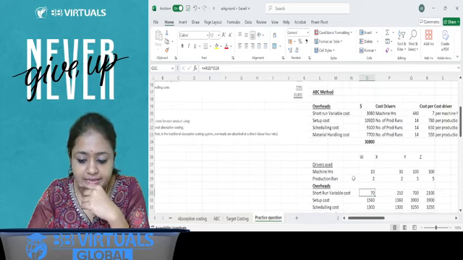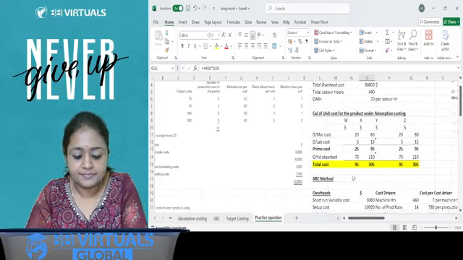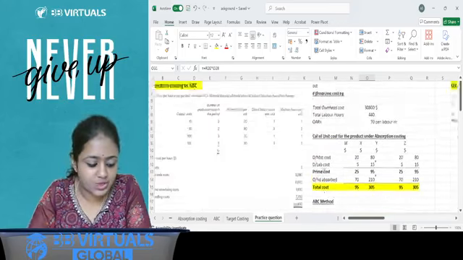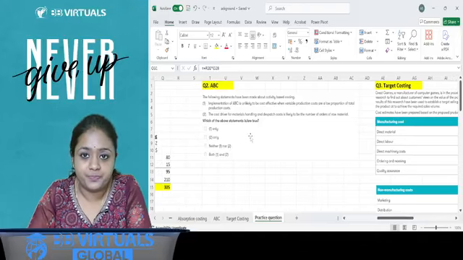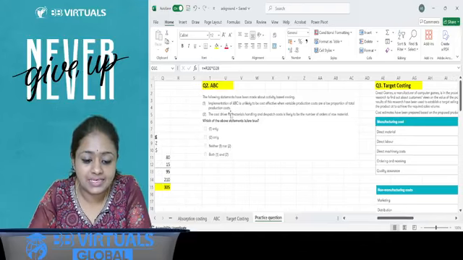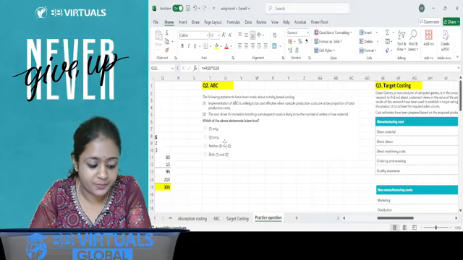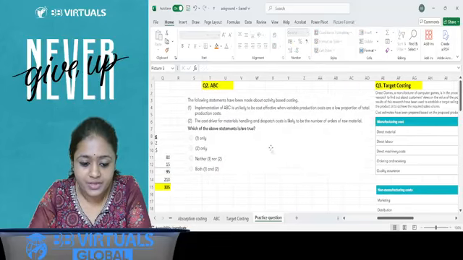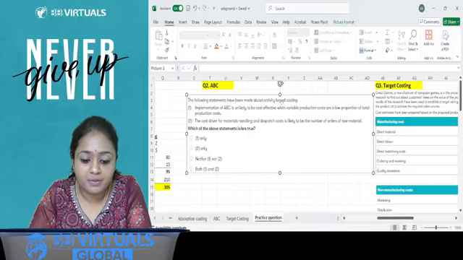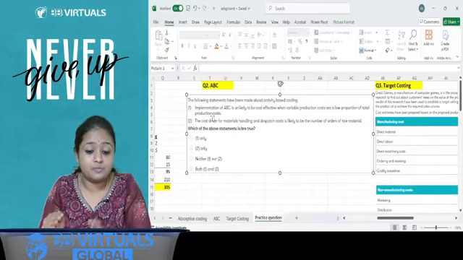Okay, absolutely clear. Okay, now let's go further. Let's do another question. So all of you, let's do another question. Let's do this question. Question 2 at ABC. Again, one more question. Let's have a discussion. So I do hope that all of you are able to answer this question. The following statements have been made about activity-based costing. Implementation of ABC is unlikely to be cost-effective when variable production costs are a low proportion of total production cost. Make this point very, very clear.